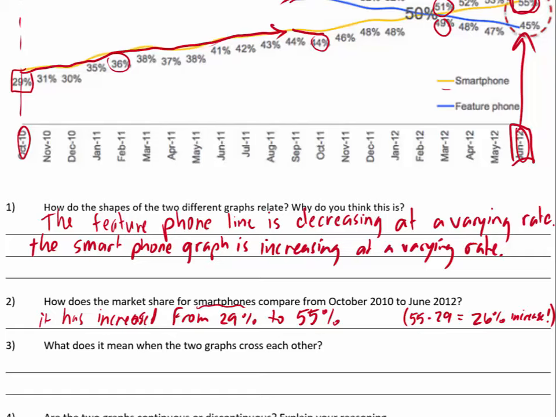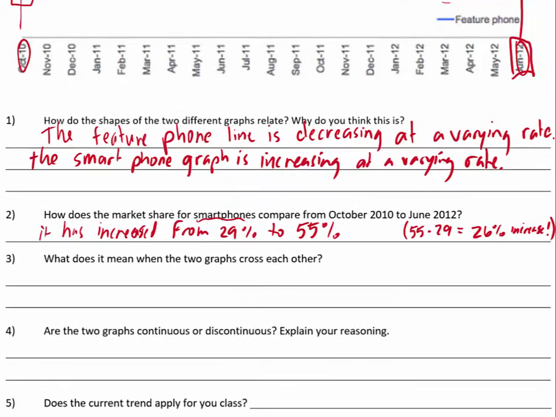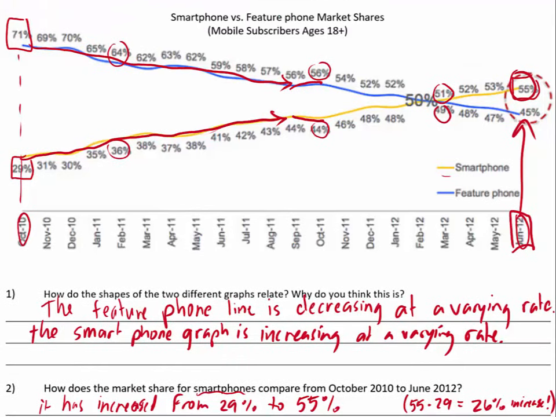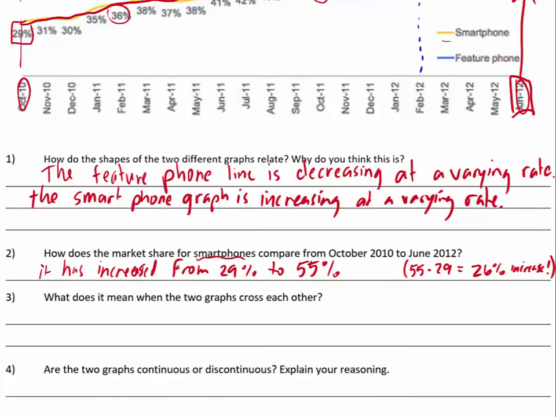Awesome. So what does it mean when the two graphs cross each other? If you look back up here, one's going down, the other's going up. What does it mean when they cross? You'll notice that they cross and they meet roughly right about here, February 2012. And that means that there are the same amount of smartphones as there are feature phones. They're both equally as popular.